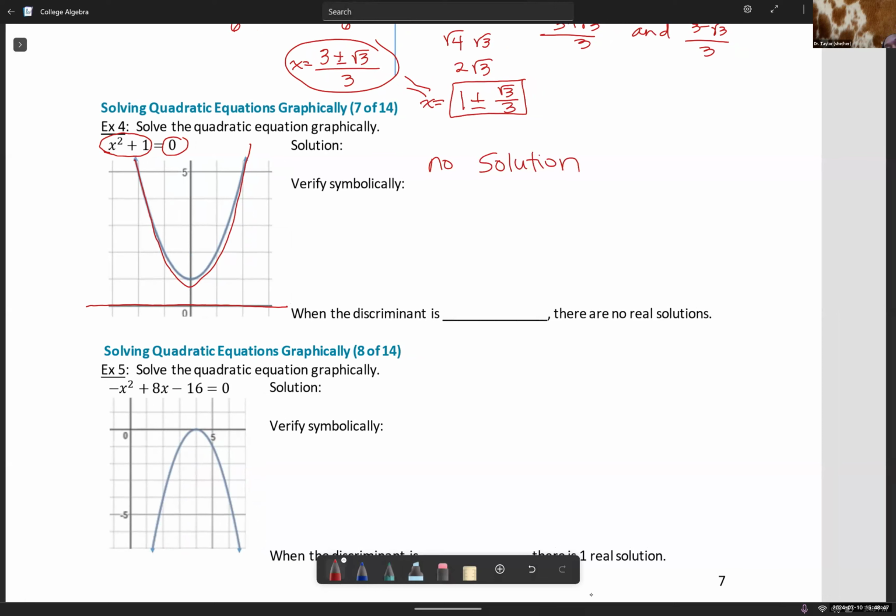Now, how do we know that? Let's look at that discriminant one more time. B squared minus 4AC. The discriminant here, there's no B value. So it's 0 squared minus 4 times 1 times 1. This would be -4. The discriminant is negative. When you take the square root of a negative, no real solutions.